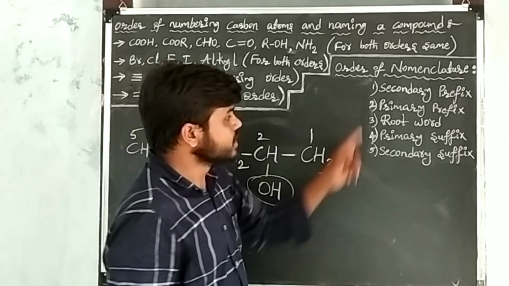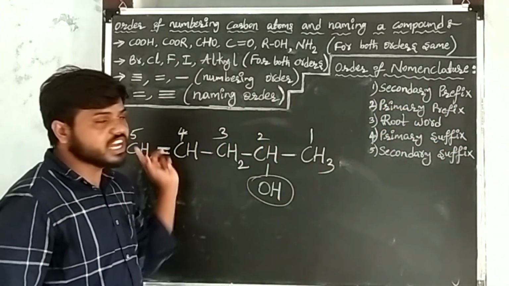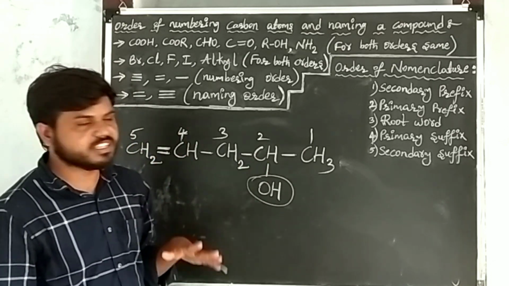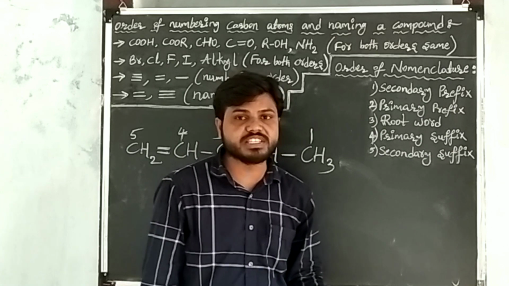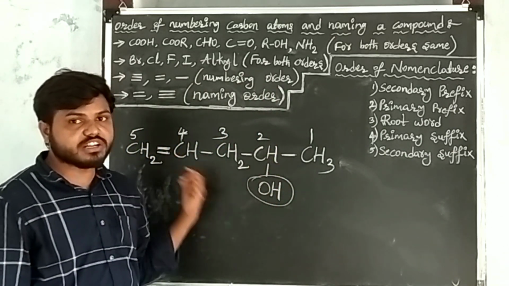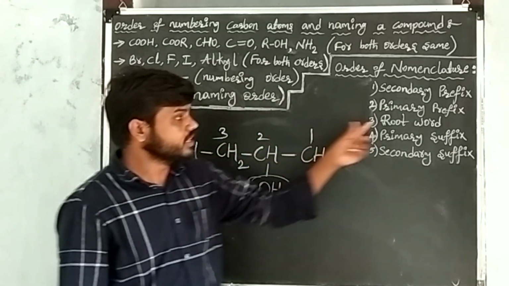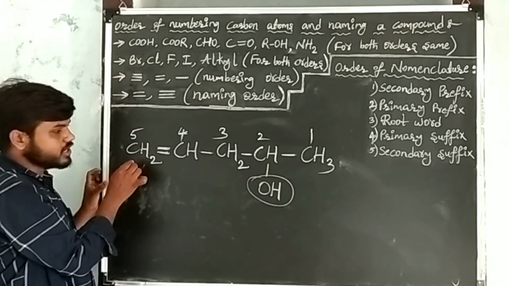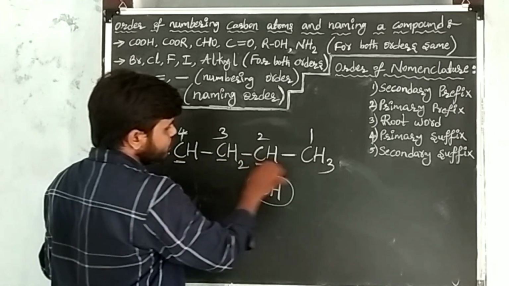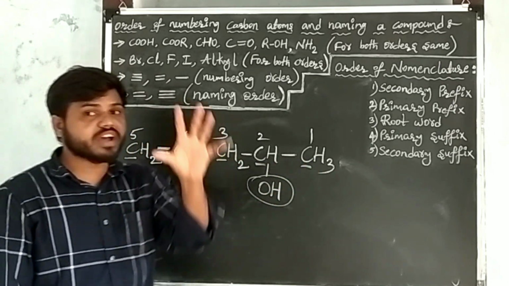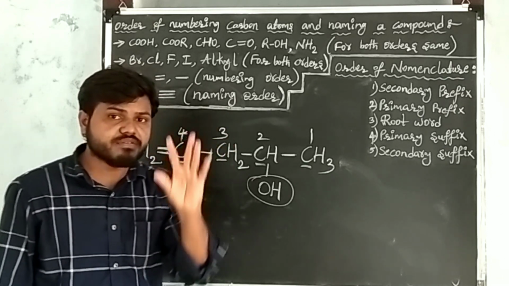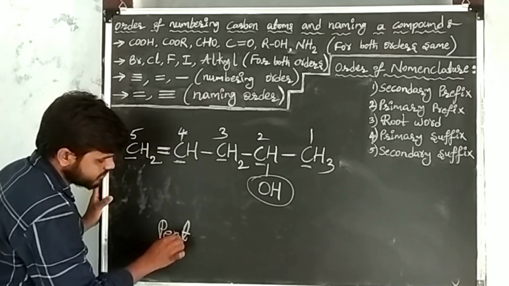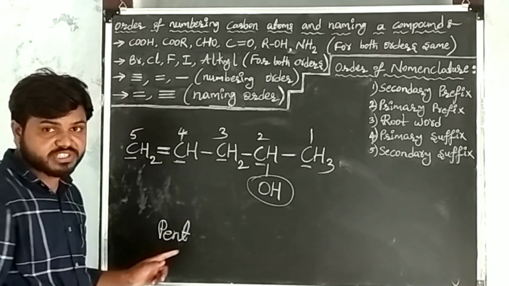After writing numbers, first write the secondary prefix. In the given carbon compound, secondary prefix is not there. Substituents not there. Then go to the primary prefix. Primary prefix is cyclic. Cyclic also not present in the given carbon compound. Then go to the root word. Root word means the number of carbon atoms in the given carbon compound. 1, 2, 3, 4, 5. In the given carbon compound, 5 carbon atoms there. Write the root word of 5 carbon atoms, that is pent.